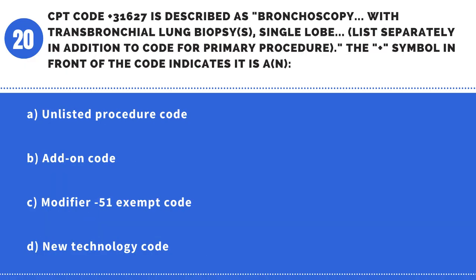Question 20. CPT code plus 31627 is described as bronchoscopy, with transbronchial lung biopsies, single lobe. List separately in addition to code for primary procedure. The plus symbol in front of the code indicates it is an: A. Unlisted procedure code. B. Add-on code. C. Modifier -51 exempt code. D. New technology code.